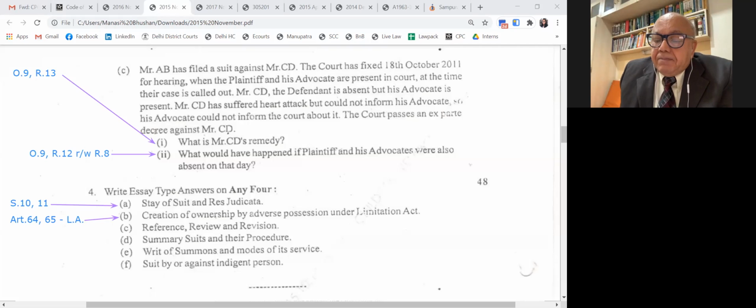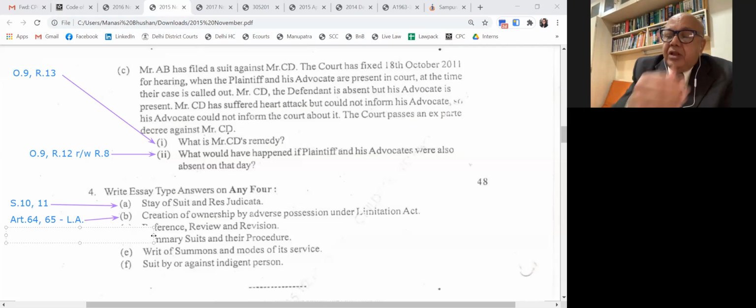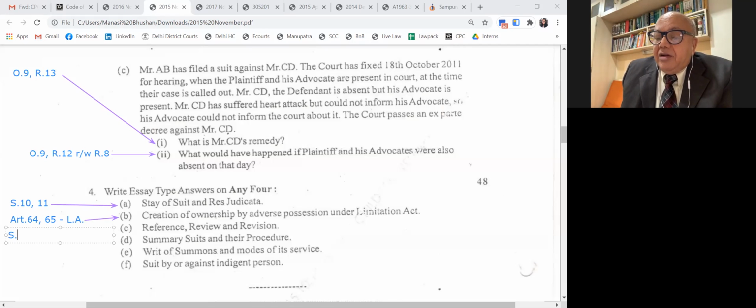Then reference, review and revision. We have read Sections 113, 114, 115, Order 46 and Order 47. I need not repeat it again. We have discussed it. Summary suits and procedure, that is under Order 37, Rules 1, 2 and 3, we have seen.